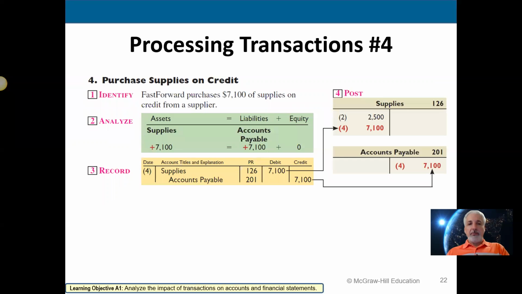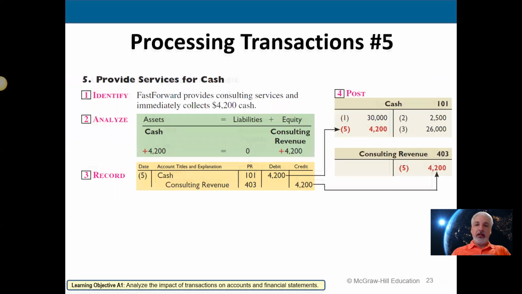All right, so what else happened here? $7,100 supplies we bought on credit. We didn't pay cash. If we paid cash, we'd be crediting cash. But instead, we bought it on credit, $7,100. We're still going to credit accounts payable. That's the liability, and $7,100 for the asset. Notice there are no expenses yet. Even though we bought a bunch of supplies, they're just sitting on the shelf. Haven't used them yet.